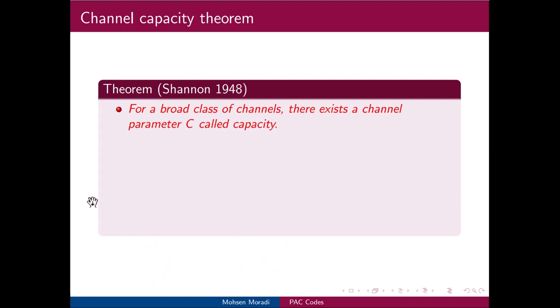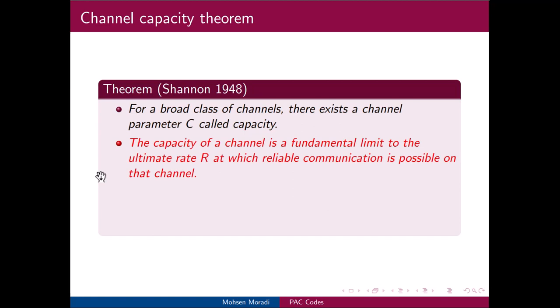Let's go back to Shannon's main theorem. For a broad class of channels, there exists a channel parameter C called the capacity of the channel. It's a fundamental limit that defines the ultimate rate R at which reliable communication is possible on that channel. What is reliable communication? It means that the frame error rate goes to 0.